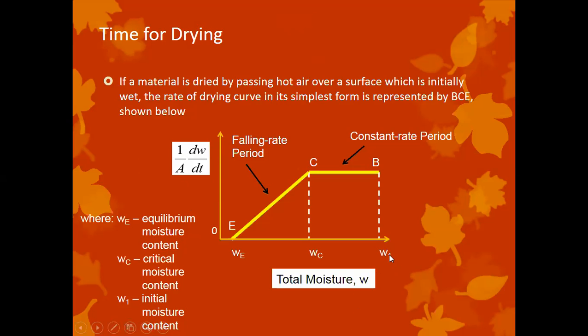Now, you have here the W1, the WC, and the WE representing the initial moisture content, the critical moisture content, and the equilibrium moisture content respectively. What you have here on the horizontal axis is the moisture content, because it could be any of these three, or it could also be total moisture. And this one is the rate of drying per unit area of the surface exposed during the drying process.